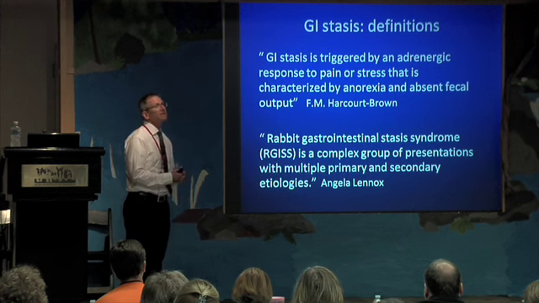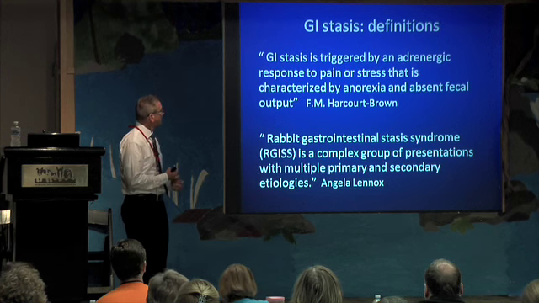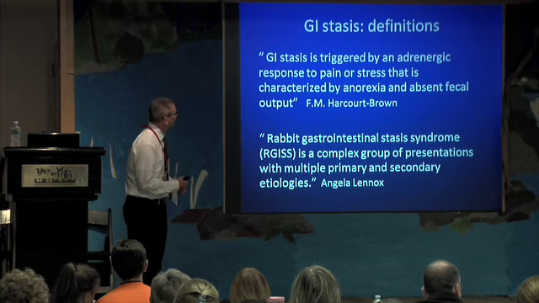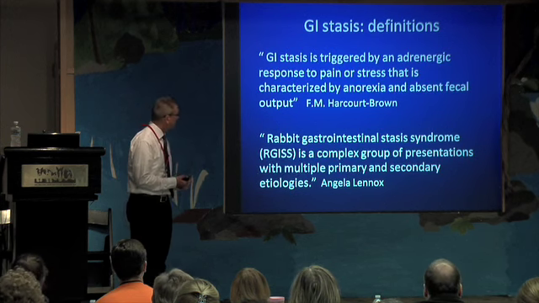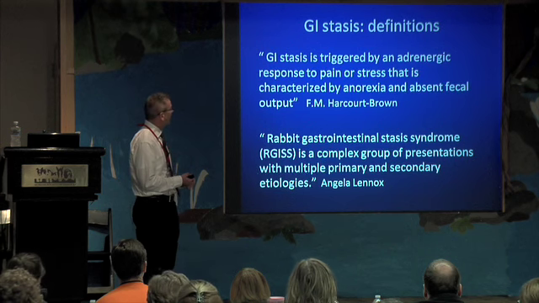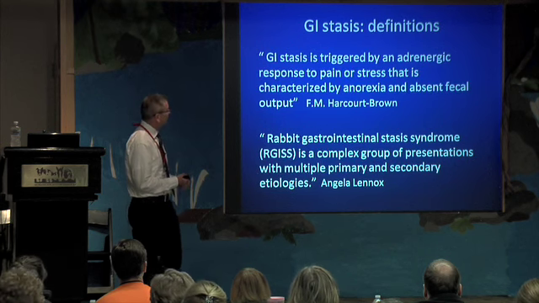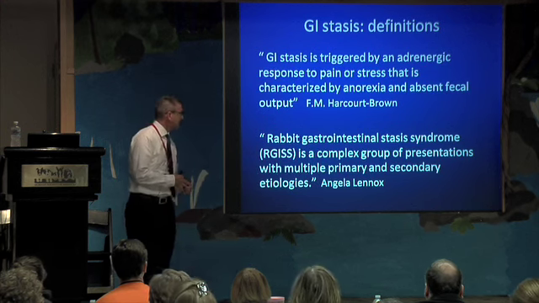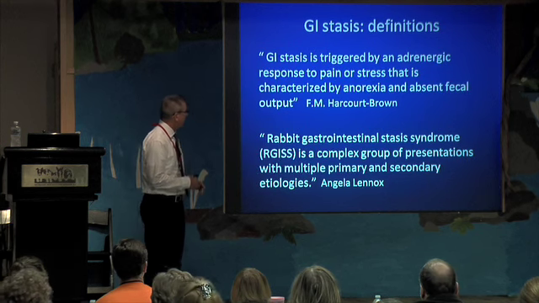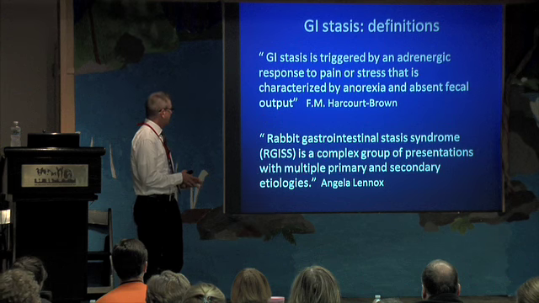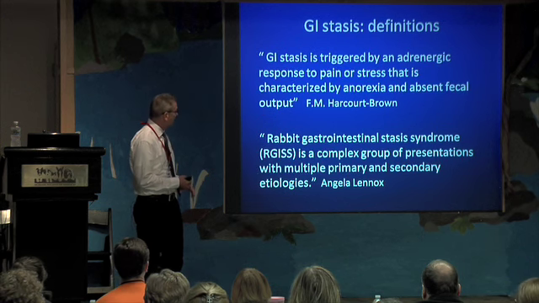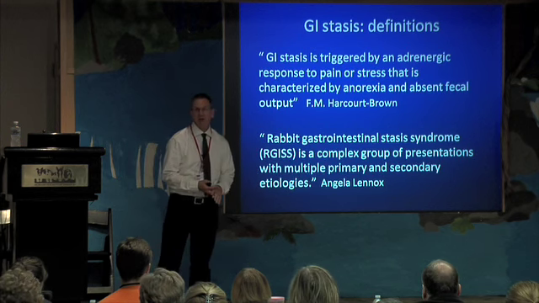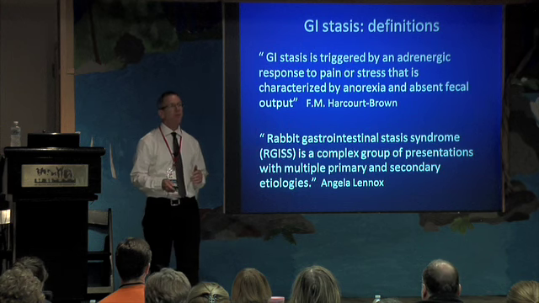So let's get a couple of definitions of GI stasis, and this is from the literature. The first one is from Francis Harcourt-Brown from the UK. GI stasis is triggered by an adrenergic response to pain or stress that is characterized by anorexia and absent fecal output. So stress or pain is an underlying cause for this disease. And the second one is from Angela Lennox in Indianapolis: rapid gastrointestinal stasis syndrome, which she likes to call RGISS, is a complex group of presentations with multiple primary and secondary etiologies. So there are multiple causes for this disease, not just one cause.